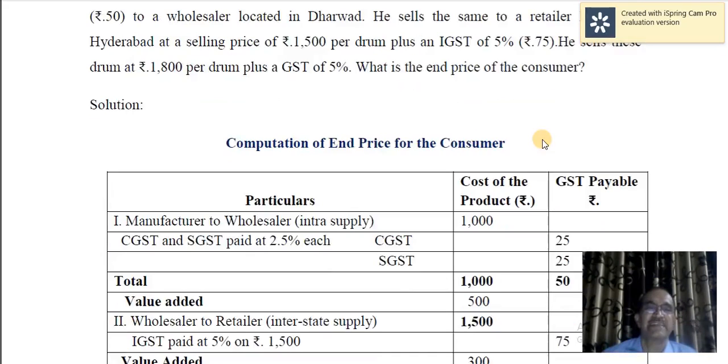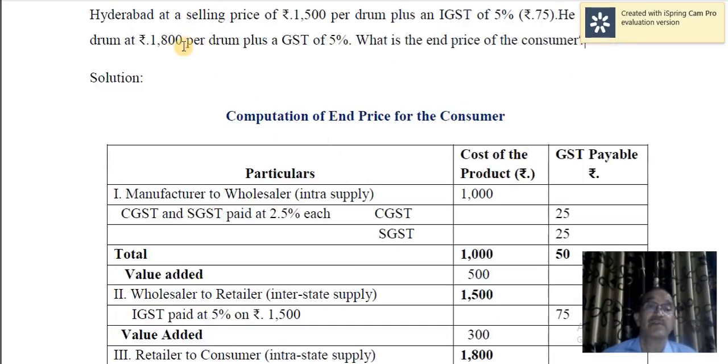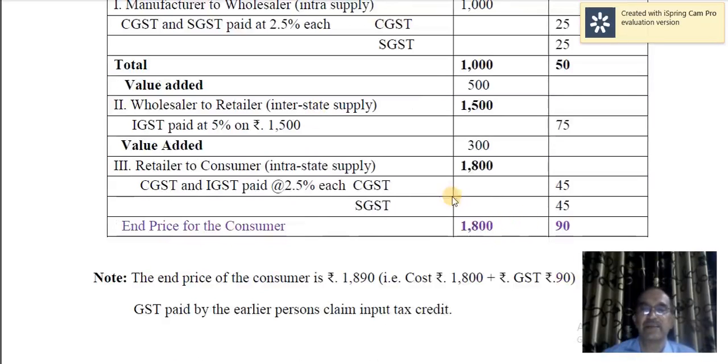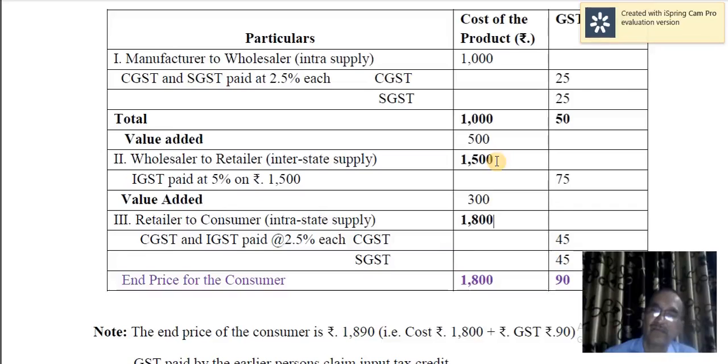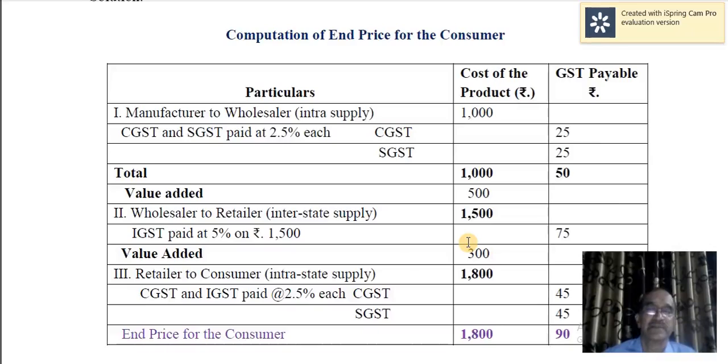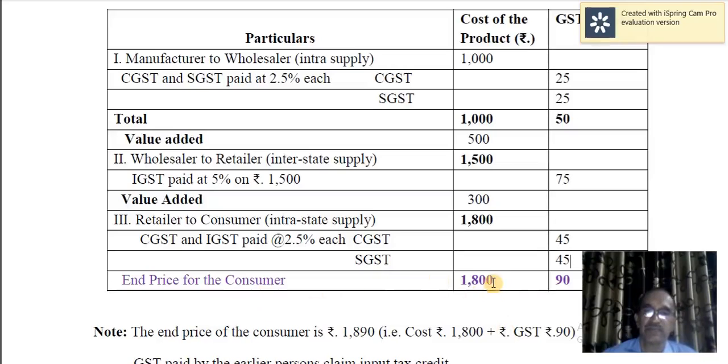You can very, very easily get the answer. For example, 1,800 plus GST of 5%. So just locate the value here, 1,800. That is the value. And GST is calculated at 5%. Since it is intrastate, so 5% is divided into 2.5 and 2.5. Therefore, when you apply 2.5 on 1,800, you will get 45 and 45. Total is 90. So value to be payable by the consumer is 1,800 plus 90, 1,890.